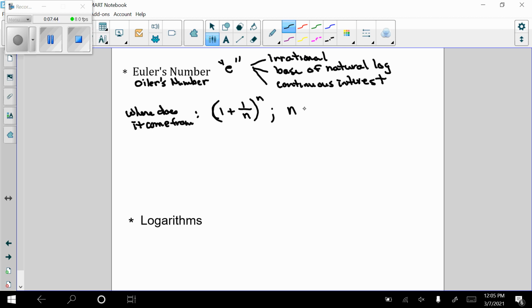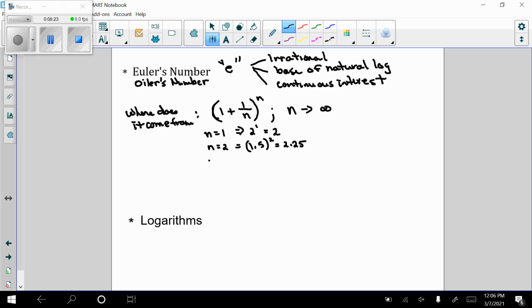And we're going to do this as n goes to infinity. So as n gets bigger and bigger and bigger, what happens? If I do n equals 1, I'm just going to do a few for you. If I plug in 1, I get 1 plus 1, which is 2 to the first, which is 2. If I plug in n equals 2, then I get 1 plus 1/2, which is 1.5 squared, which is 2.25.